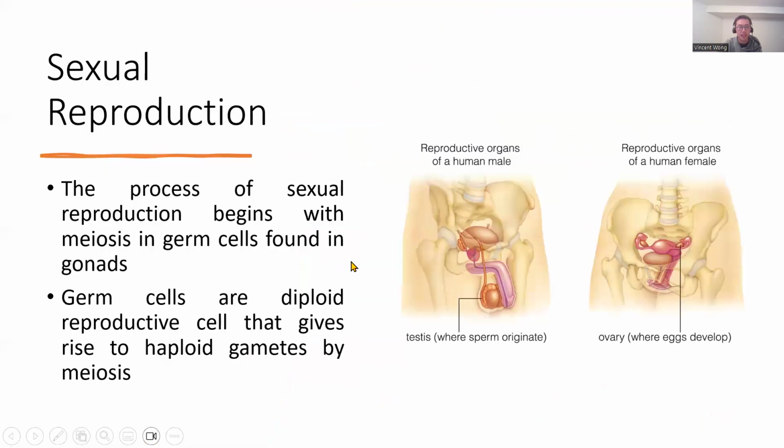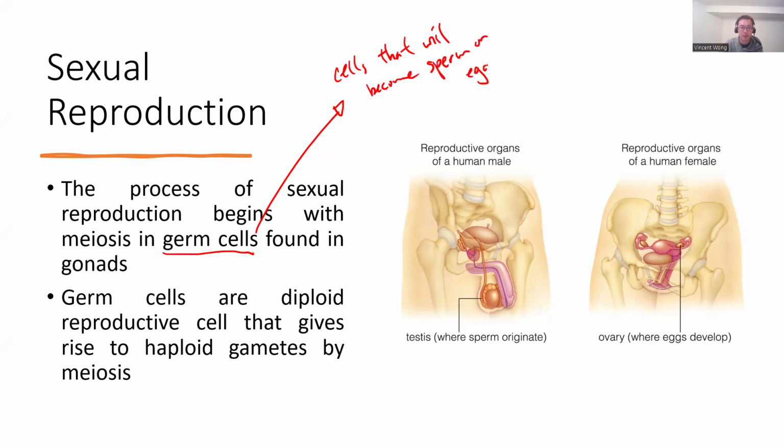Okay. So where does sexual reproduction, where does the production of gametes occur? It turns out the process of sexual reproduction begins with meiosis in germ cells that are found in the gonads. So that's a lot of words here. First of all, germ cells, people get confused. Sometimes they hear germs, they think of bacteria and stuff like that. But germ cells are cells that will become sperm or egg, depending on which sex you're talking about.